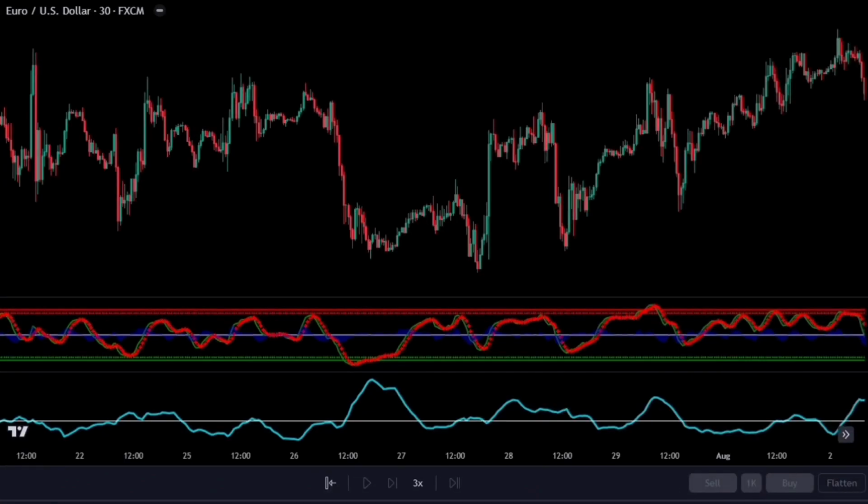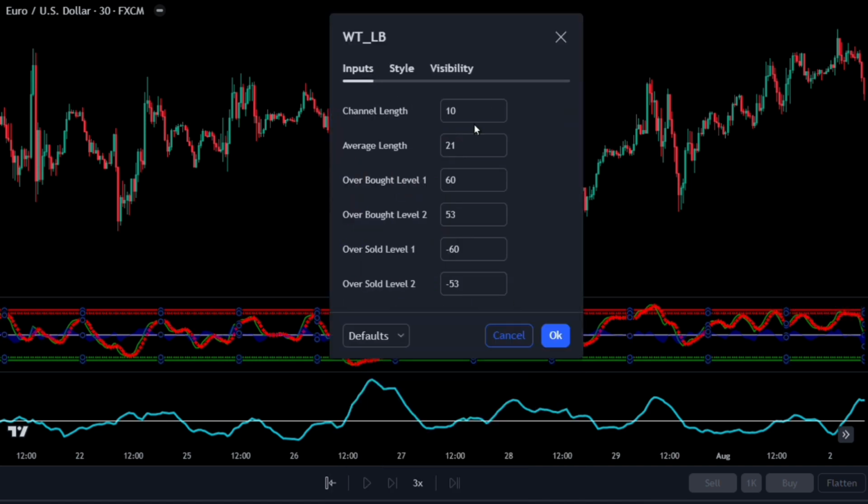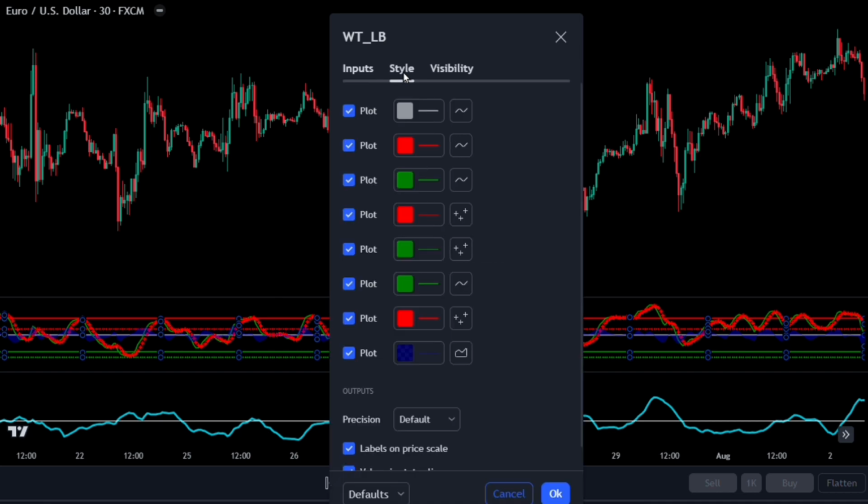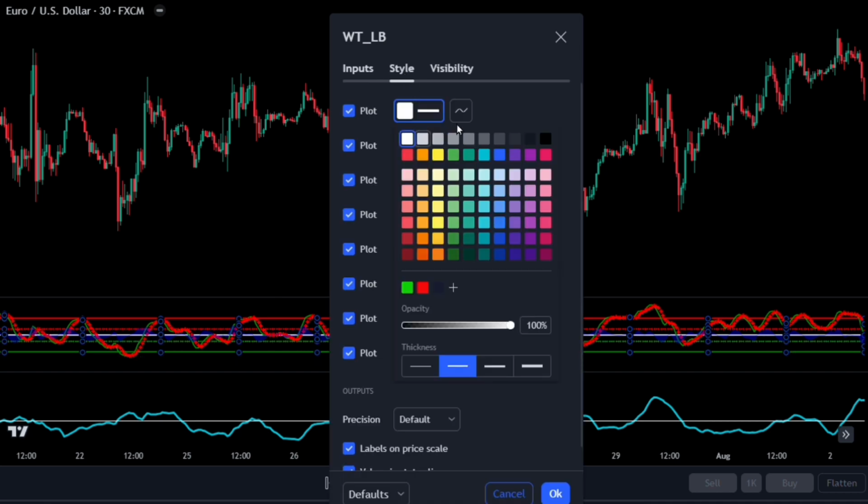When the blue moving average is below the 20 line, it means the trend is not very strong, but when the blue line crosses above the 20 line, it indicates a strong trend is happening. Now, let's make one last adjustment to the wave trend indicator. Change the settings to 40, 15, -40, and -15. Then, go to the style settings and set the middle plots to white.